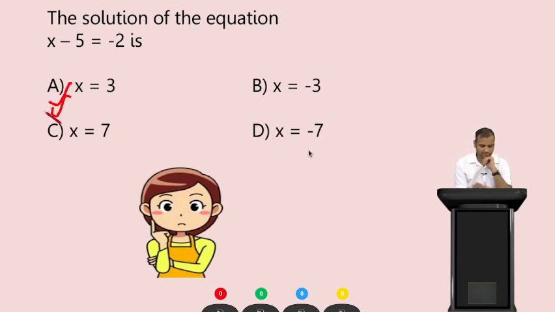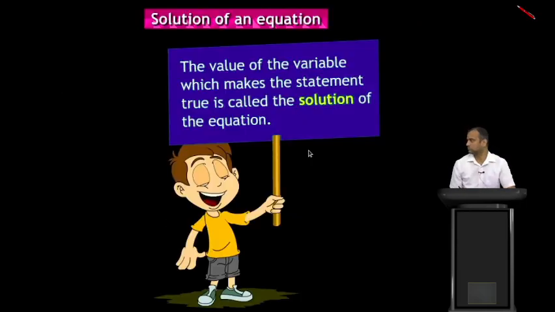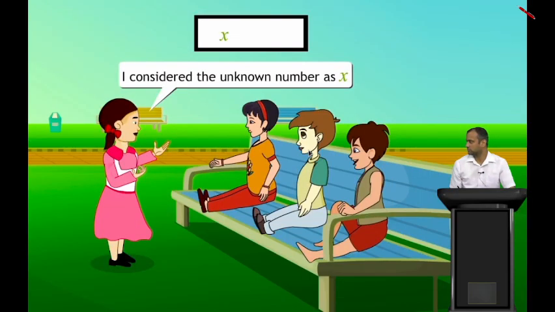If you put x equals 3 here, so LHS becomes -2. So solution of an equation is the value of the variable which makes this statement true, and it is called solution of the equation. So here we can choose any number to find the value of the equation.